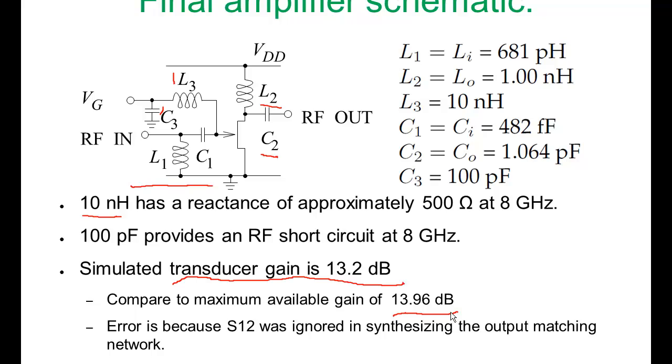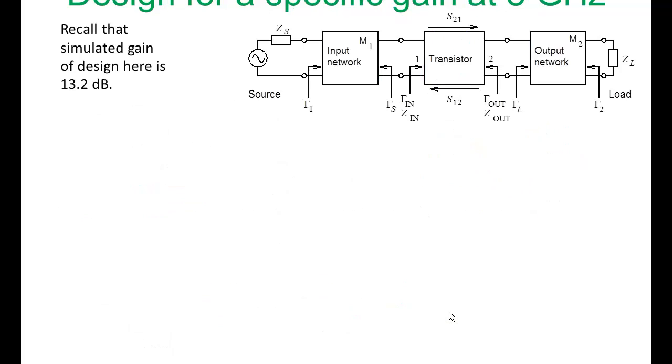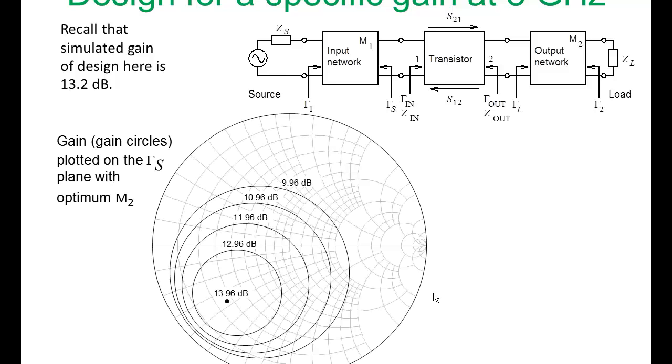If we want to be more accurate, we could go through another stage of design. We could come up with a better estimate for the output impedance of our active device and redesign the output matching network, and we would get to 13.96 dB. Let's go back and revisit the design for a specific gain at 8 GHz. So recall that our simulated gain is 13.2 dB given that input and output matching network design that we did before. Here are our gain circles plotted on the gamma S plane.